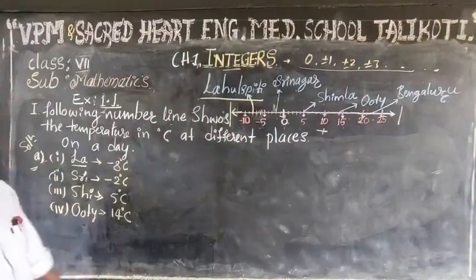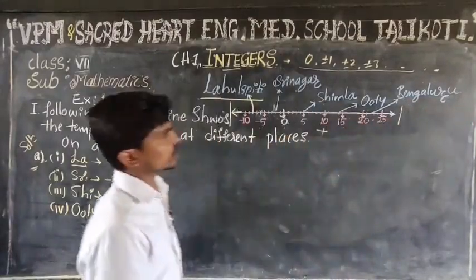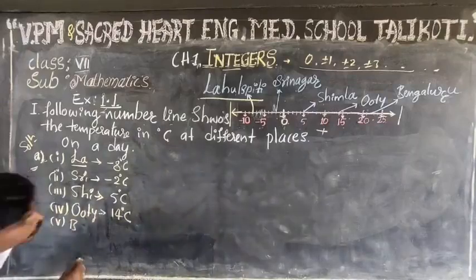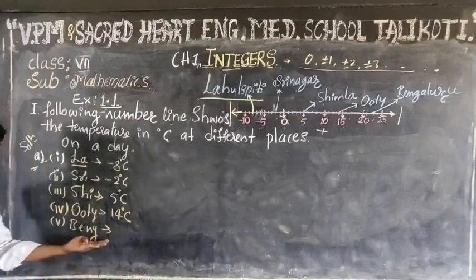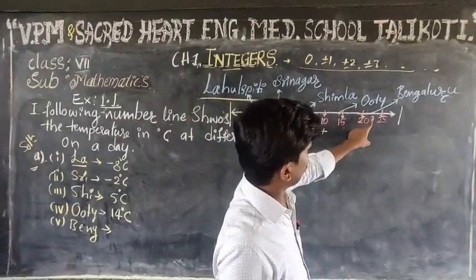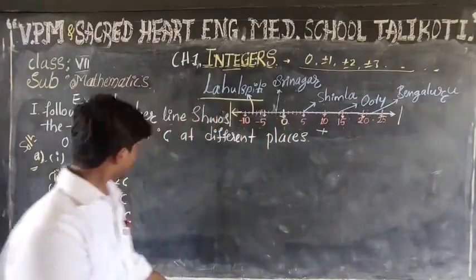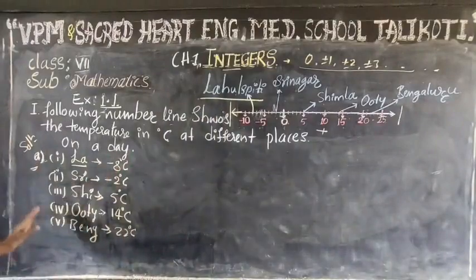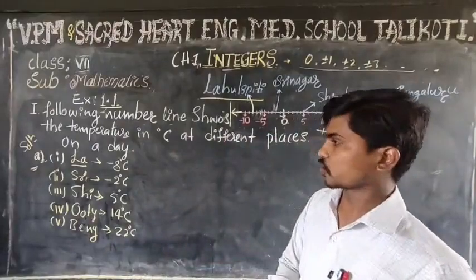Okay. Now coming to the last one, that is our capital, Bengaluru. What is the temperature of Bengaluru? Just you observe Bengaluru. I will write a short form. This is visible. Okay. What is the temperature of Bengaluru? Plus 20, plus 21, plus 22 degrees Celsius is the temperature of Bengaluru.